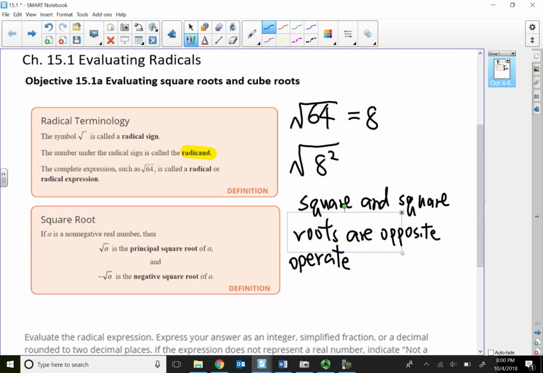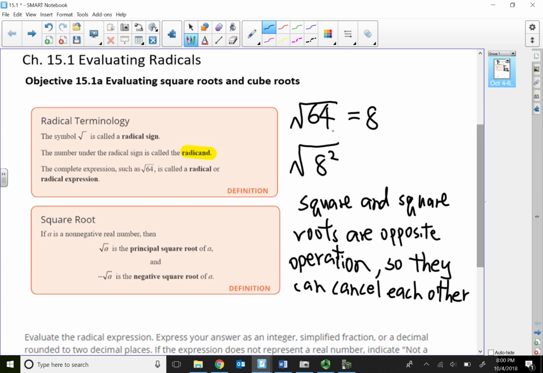just like the opposite of adding is subtracting, the opposite of multiplying is dividing, square and square roots are considered opposite operations. So technically they can cancel each other out. If I look at 64 as 8 squared, the square and square root cancel out. That means the only thing left is simply 8. This is one way we can think about why the answer is 8.